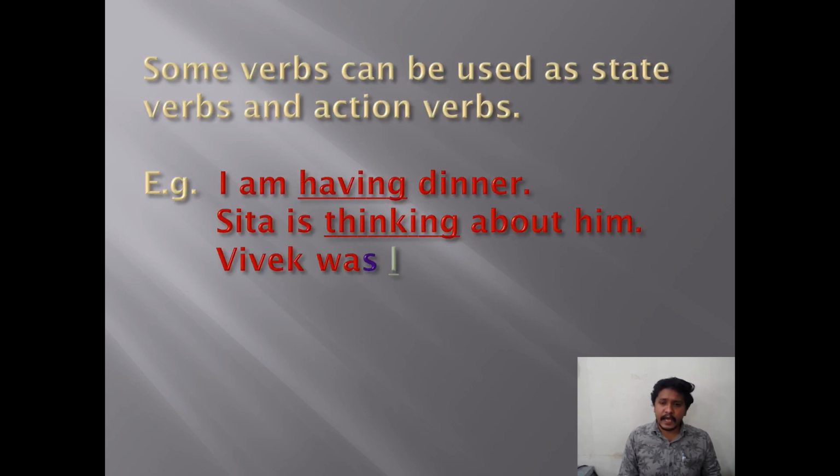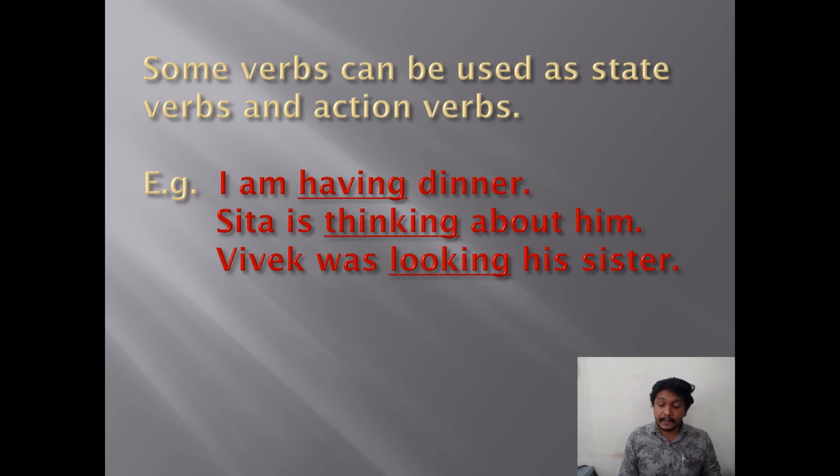But some verbs can be used as state verbs and action verbs. Sometimes we might have seen in some sentences that state verbs are used with the ing form. For example, I am having dinner. Have is a state verb, and we have already said we can't use the ing form with a state verb. But here we used it: I am having dinner.